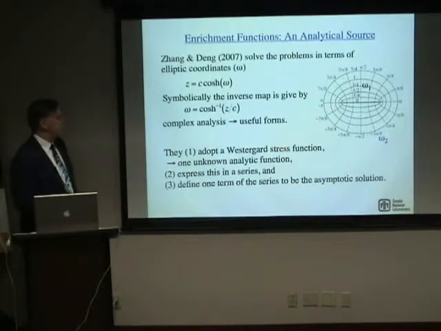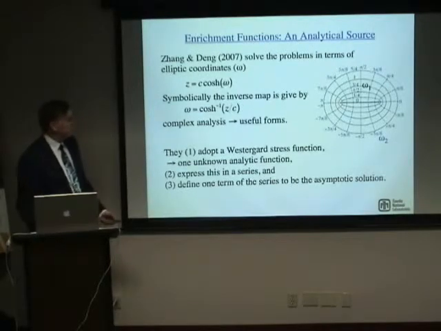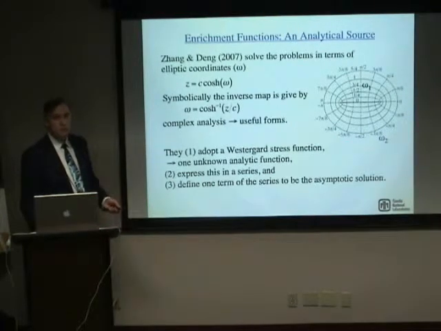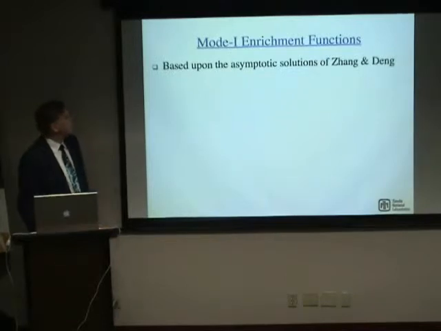So one big difference between the work of Zhang and Ding, at least for us numerically, was that they adopt a Westergaard stress function. So the lowest order terms only have one unknown analytic function. And so you have half as many terms when you start using enrichment for a given order. So that's a little bit convenient. Now the solution, as I mentioned earlier, is expressed as a series, and what I'm showing you today only includes the one term, and it's what they refer to in their work as being the asymptotic solution for this problem.